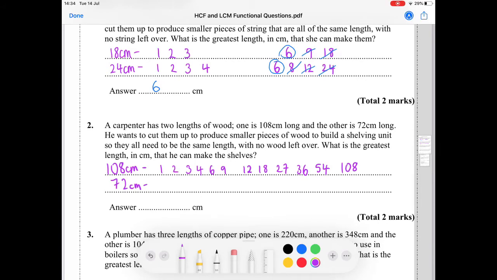So an easy way to check is just to do 108 divided by whatever the number. If you get a whole number, then that's going to be a factor. If you don't, then it's not. Okay, so we've got our list there of our factors of 108.